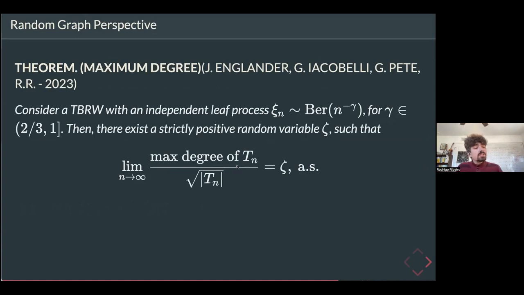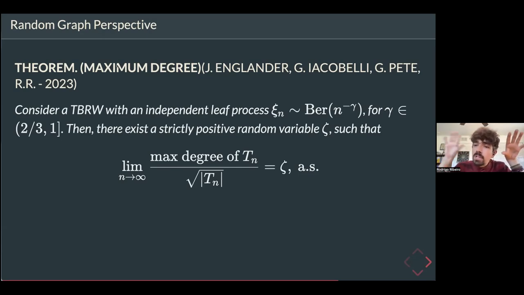Yeah, this is an interesting question. The way we get this result is that it comes from results about another random graph model called the Barabási-Albert or preferential attachment model. We construct a theorem that gives you a sort of transfer principle. Given a certain condition on the leaf process, you can couple the tree process at some stopping times with the Barabási-Albert model.